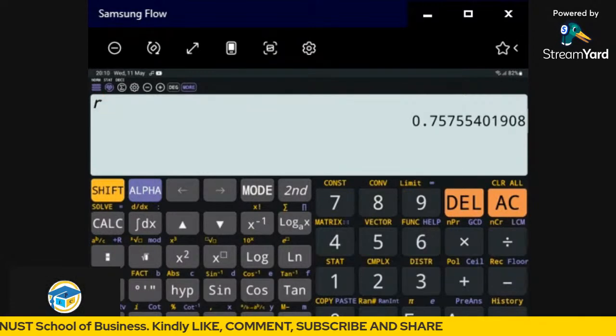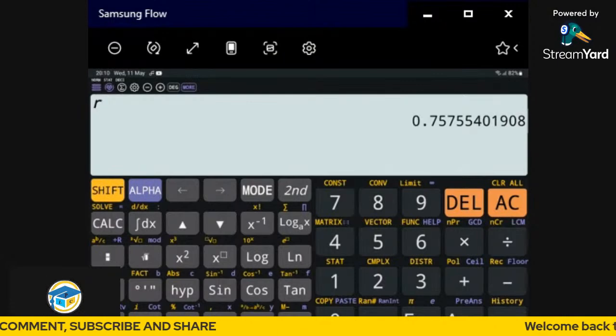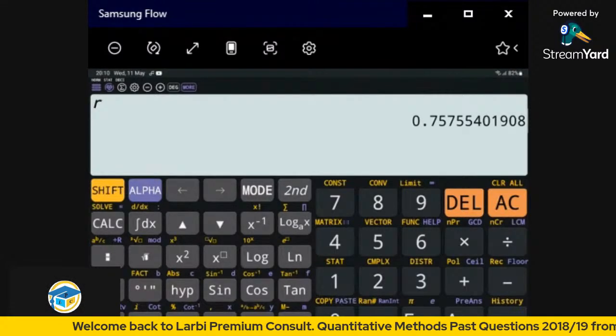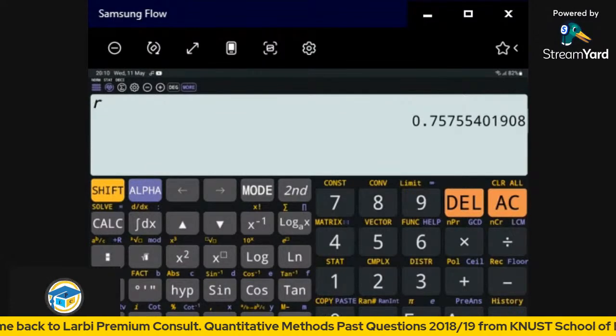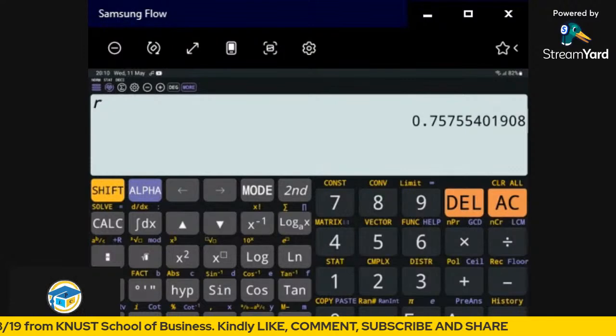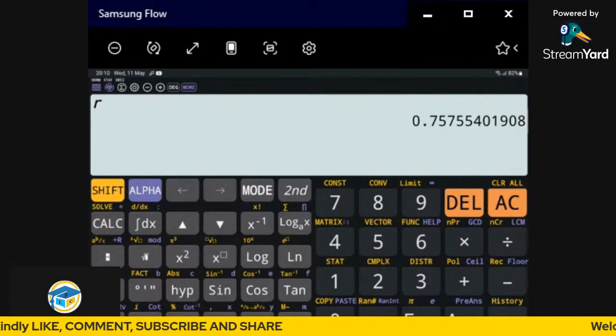When you select that, you should be able to get about 0.75. At least it should be close to some of the answers we have here. For my case, when I select R, I press the equal sign and I get it, or the answer already pops up. So that's how we use the calculator to solve for the coefficient of correlation.